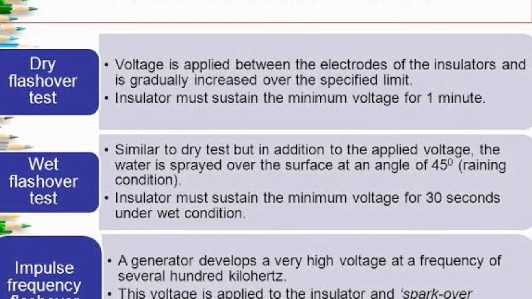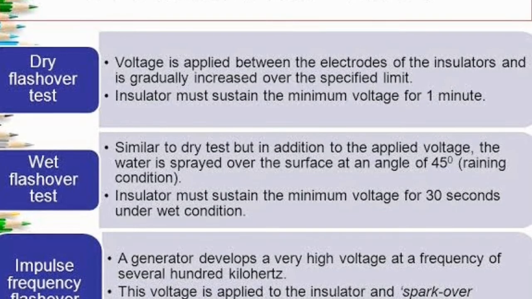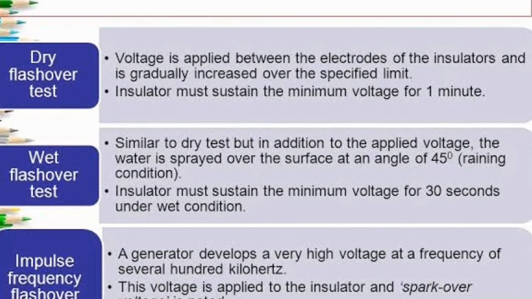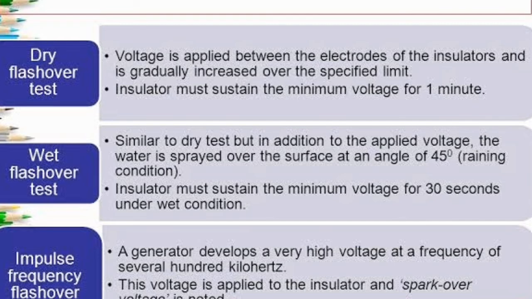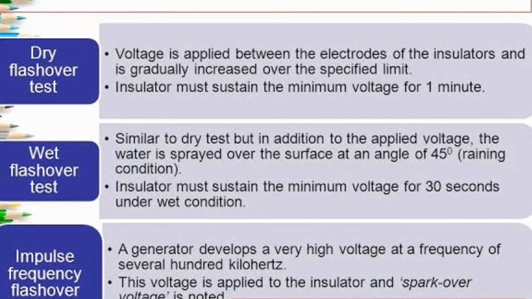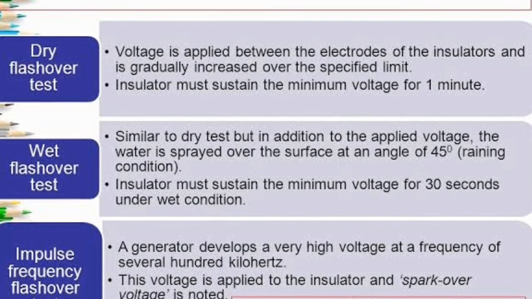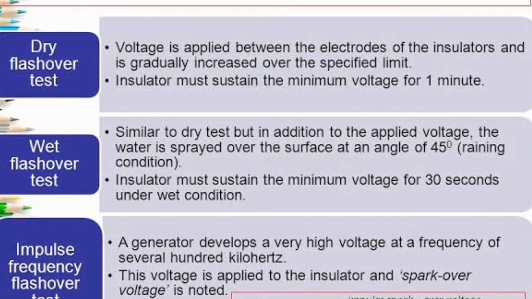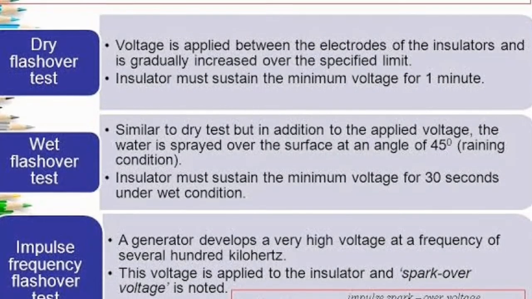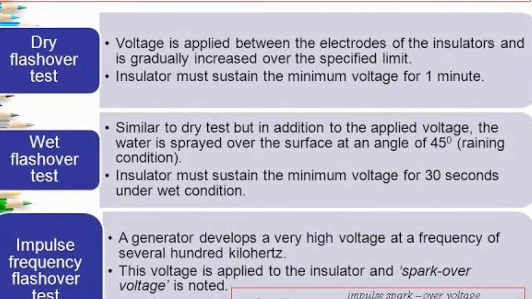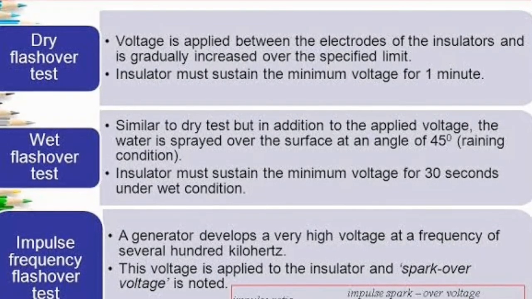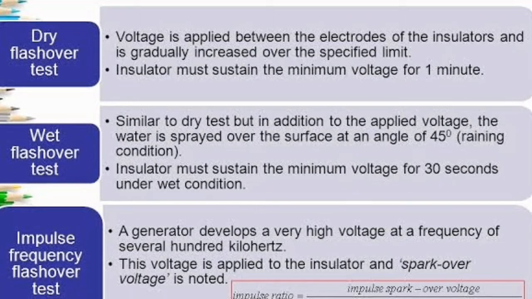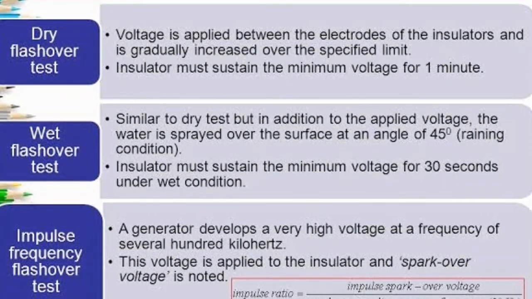Now, in the impulse frequency flashover test, a generator develops a very high voltage at a frequency of several hundred kilohertz. This voltage is applied to the insulator and the spark-over voltage is noted. So the flashover or spark-over voltage of the insulator is noted, so that we can know at what voltage, under extreme conditions, the insulator will flash over.